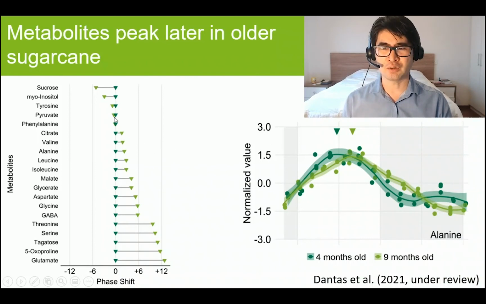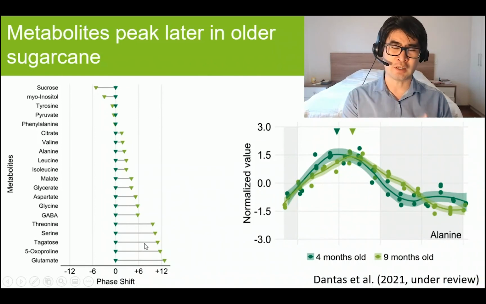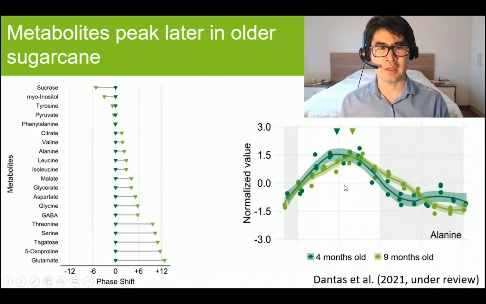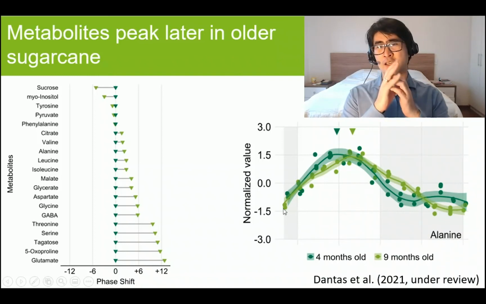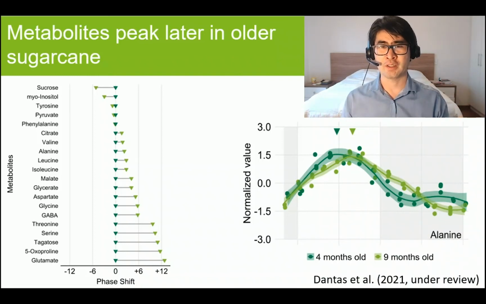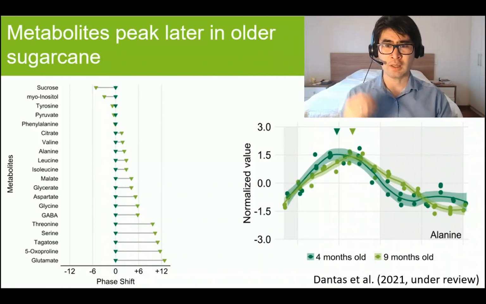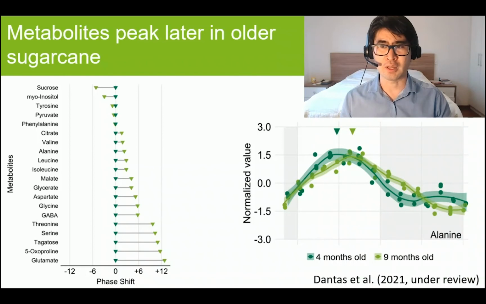So here you can see the peak of the 4 months old plants and the relative peak of the 9 month old plants. So most of them are also happening later in 9 months old plants. So this is widespread in the plant. It's LHY, transcripts, and metabolites.